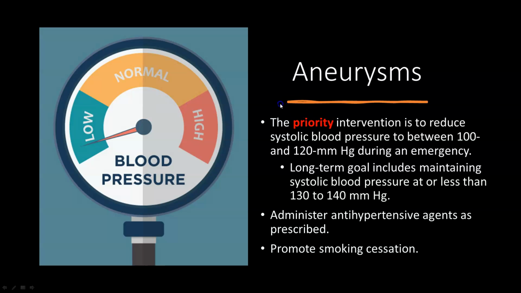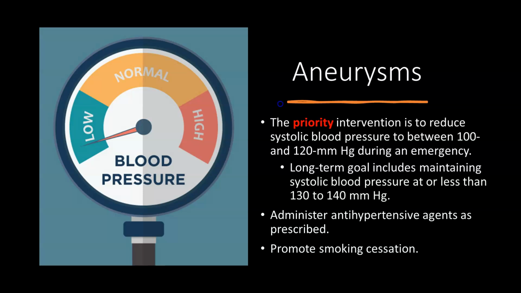We want to be able to decrease that client's blood pressure just like we would with hypertensive crisis. Here we're going to say we want to get that systolic between 100 and 120. So we want them a little soft, if possible. It's not really soft. It should be normal, but it's probably not normal for them. Long term, we want to maintain that blood pressure between the 130s and 140s if they are hypertensive.